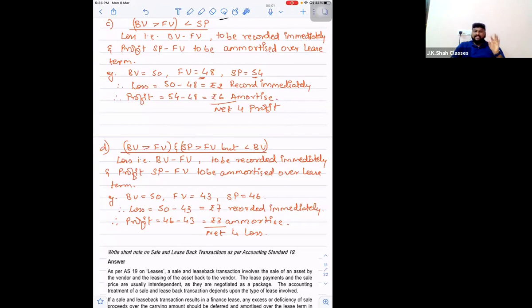The point of attention is what? If the selling price is greater than fair value, that part of the profit has to be amortized.